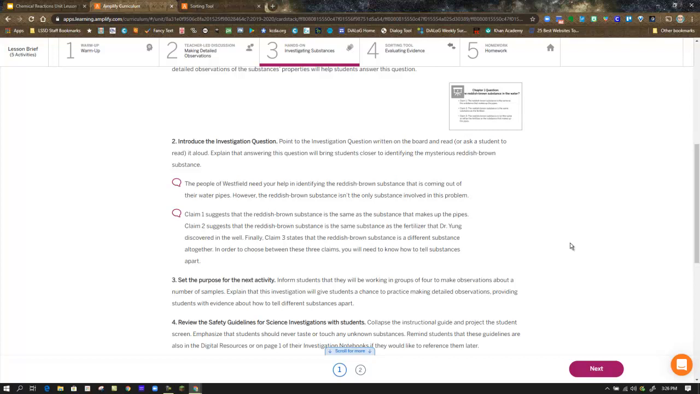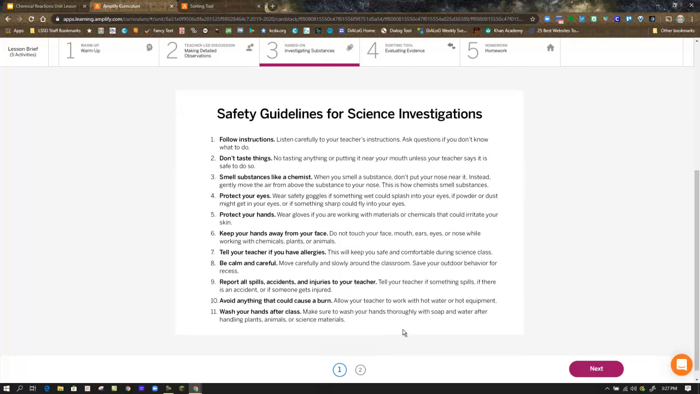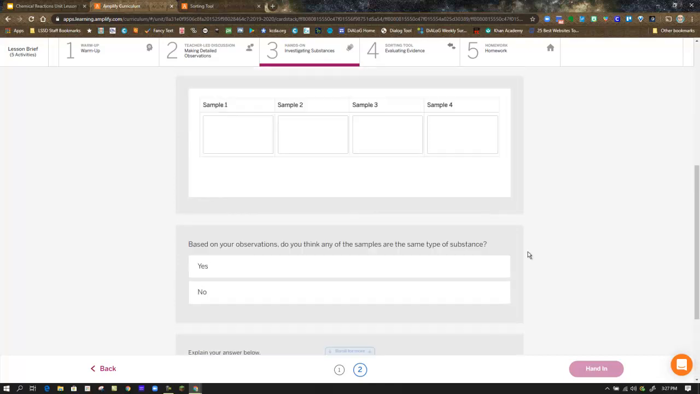However, the reddish-brown substance isn't the only substance involved in the problem. Claim 1 suggests that the reddish-brown substance is the same as the substance that makes up the pipes. Claim 2 suggests that the reddish-brown substance is the same substance as the fertilizer that Dr. Jung discovered in the well. And finally, Claim 3 states that the reddish-brown substance is a different substance altogether. And in order to choose between these three claims, you're going to need to know how to tell the substances apart. So again, review the video, make observations, complete the data table and the responses below, and then we move on to step 4.